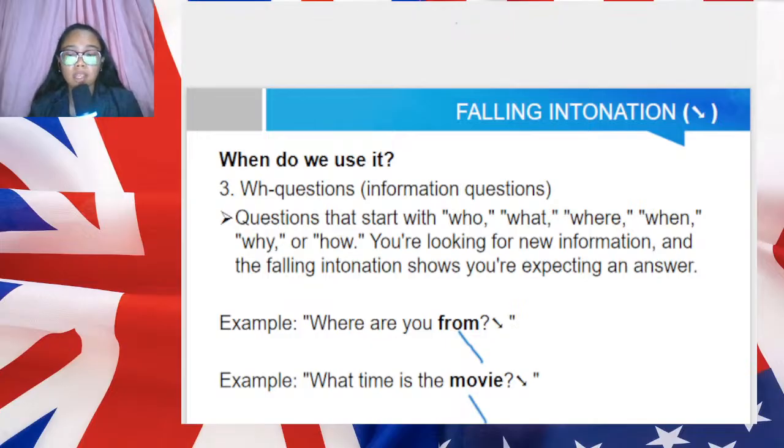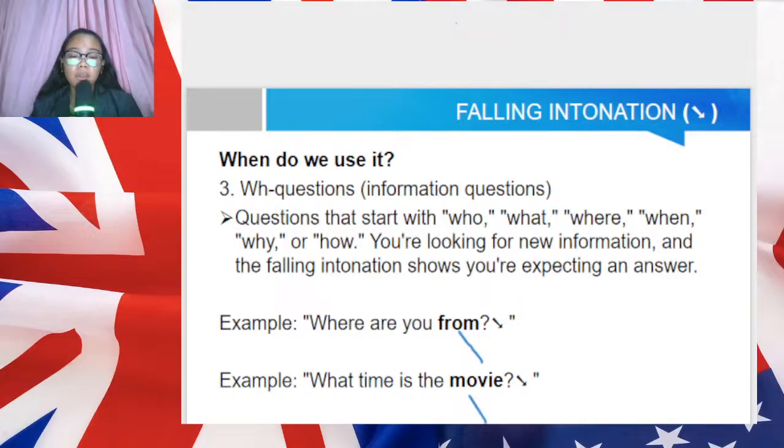You can think about examples like why, okay? Why did you do that? We fall on that expecting a reason. How was your day? Falling on day, expecting a descriptive answer. Who is coming to the party? Falling on party. When will you be back? Falling on back, expecting a specific time this time.